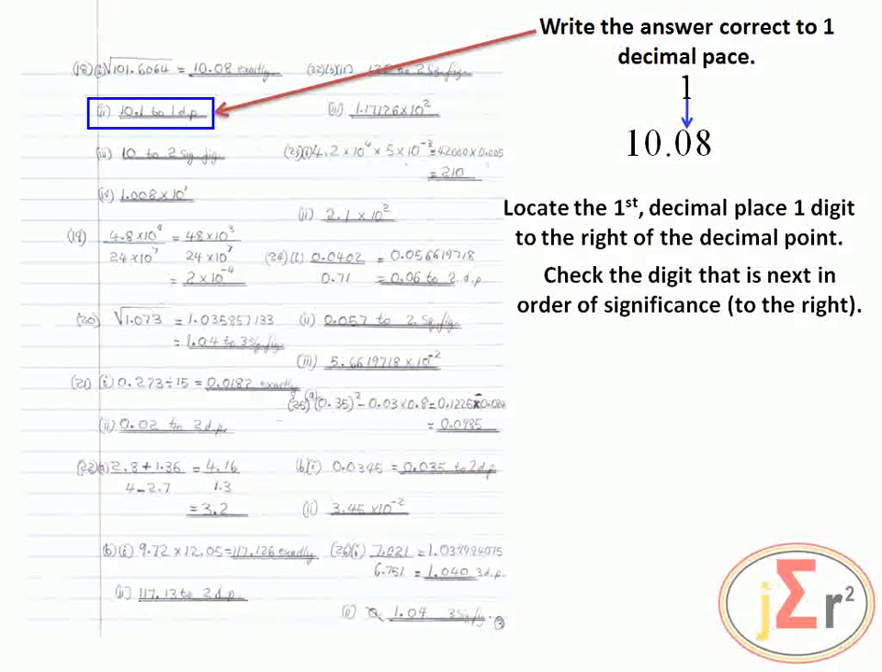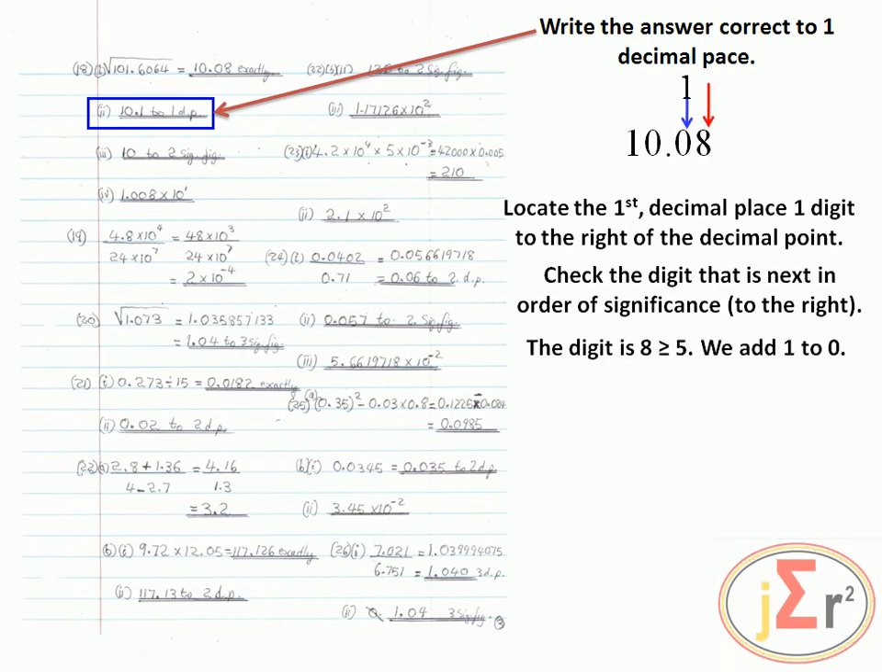Then we check the digit that is next in order of significance, which is the one further to the right. The digit is 8, which is greater than or equal to 5, surely greater than 5. Therefore, we add 1 to 0, which is the digit in question. 0 plus 1 is 1. The other digits are not affected and return as they are.